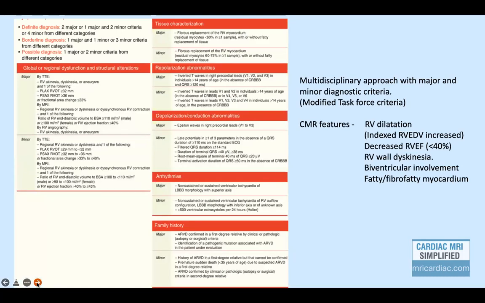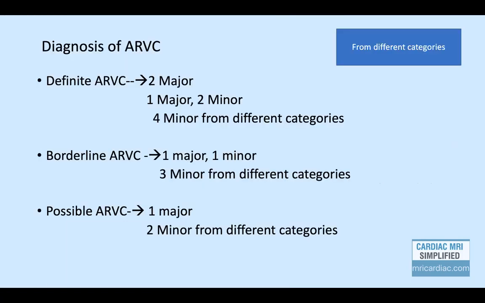A multidisciplinary approach is used for ARVC diagnosis, which is performed with the modified Task Force criteria. Classical CMR features of RV dilatation and increased end diastolic volume, along with reduced function and RV dyskinetic segments, confirm the ARVC. These are the diagnostic criteria from different categories, and whenever we have such criteria, we can decide whether there is definite, borderline, or possible ARVC.